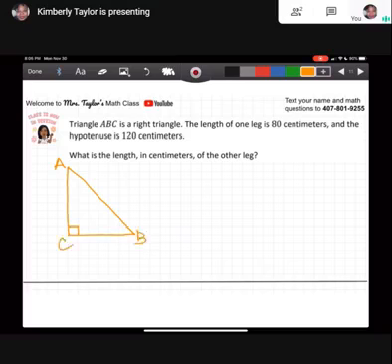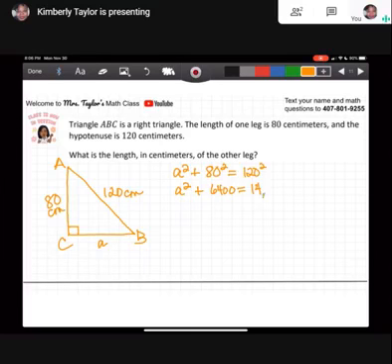ABC. One of the legs is 80 centimeters. The hypotenuse is 120. And you need to find the missing leg, and we'll call it A. So let's say A squared plus 80 squared is equal to 120 squared. So we'll work this out. You have A squared plus 6,400 is equal to 14,400.